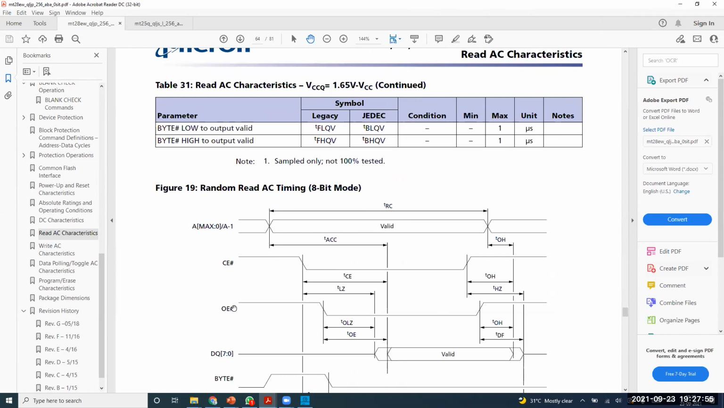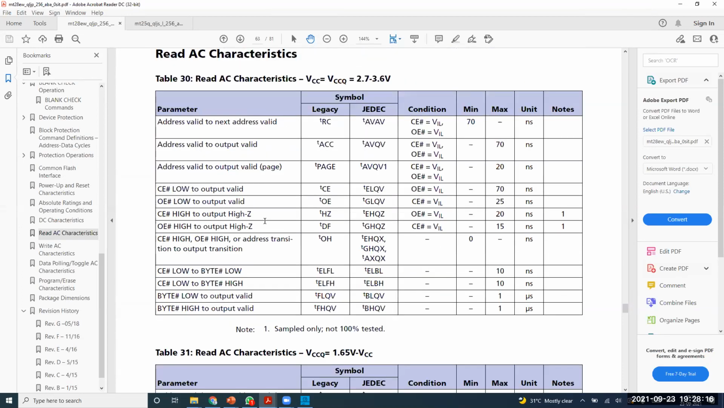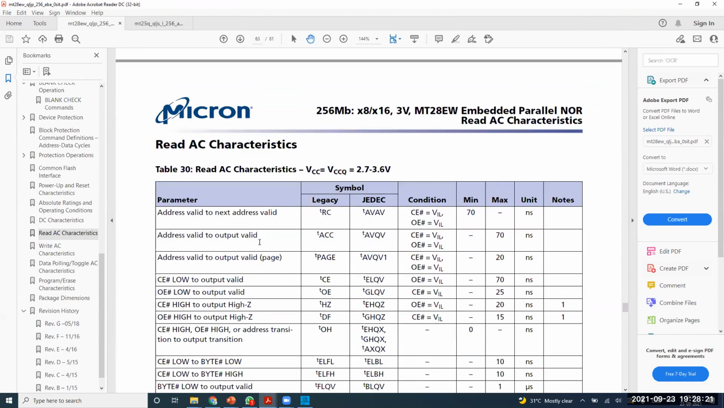Now you see here, this signal, they have given a TCE. CE is chip enable. And this one is called data valid. TCE is the time from when you give chip select to when the memory will give data. You go up and see that. TCE, 70 nanoseconds. CE low to output valid.